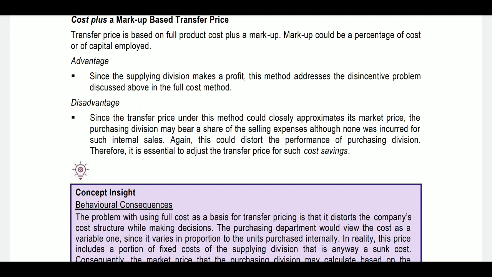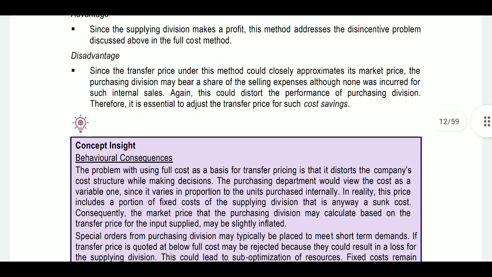Next, this method addresses the disincentive problems discussed above for the full cost method. Next, disadvantages. The transfer price under this method could closely approximate market prices, where purchasing divisions may bear a share of selling expenses, although none were incurred for such internal sales.